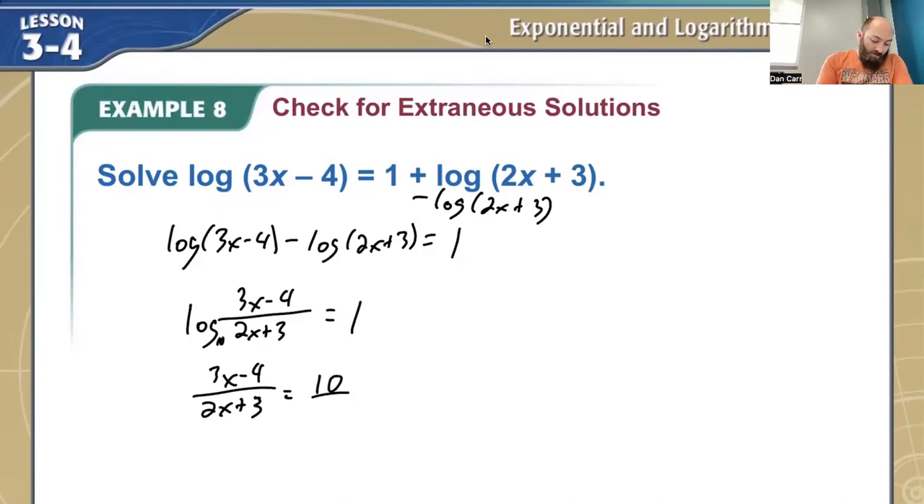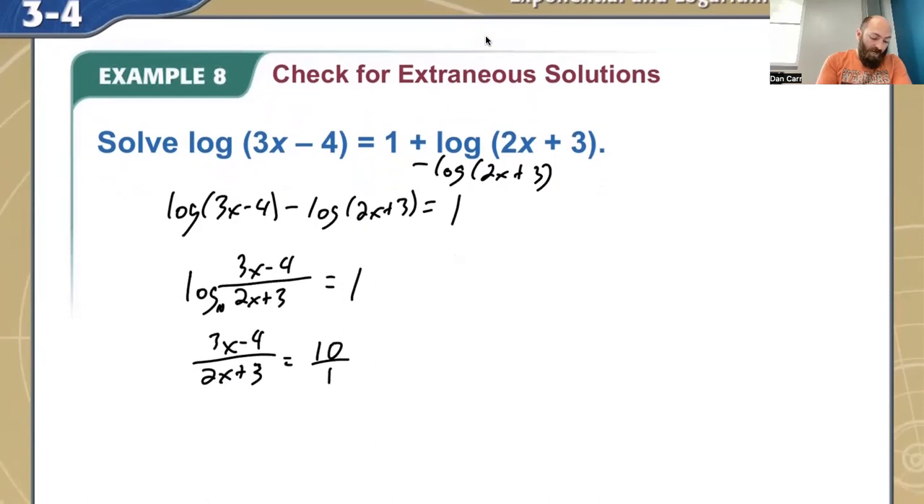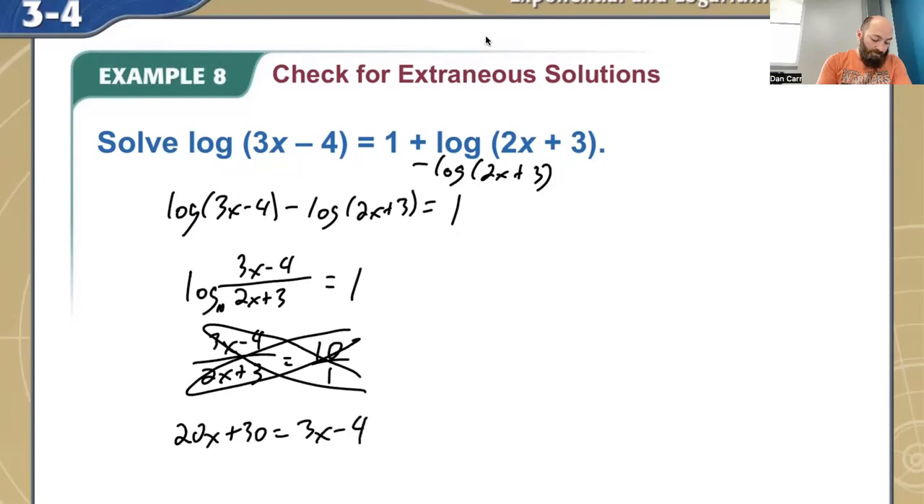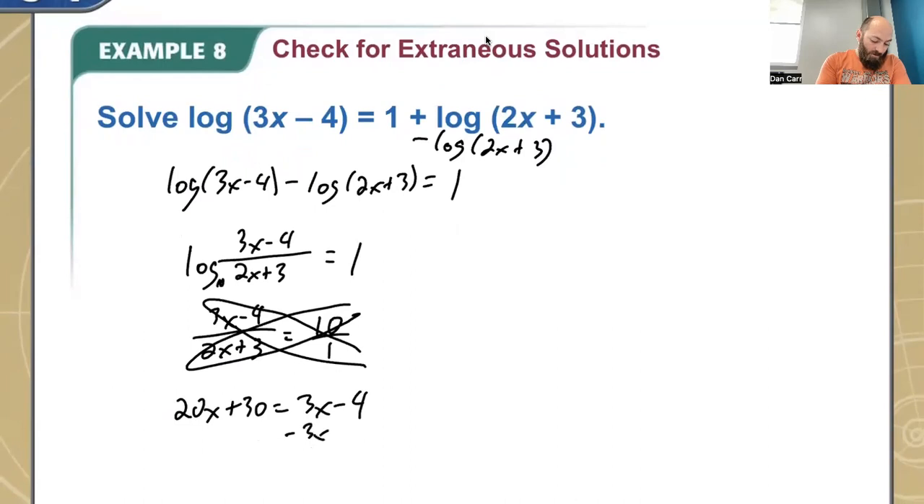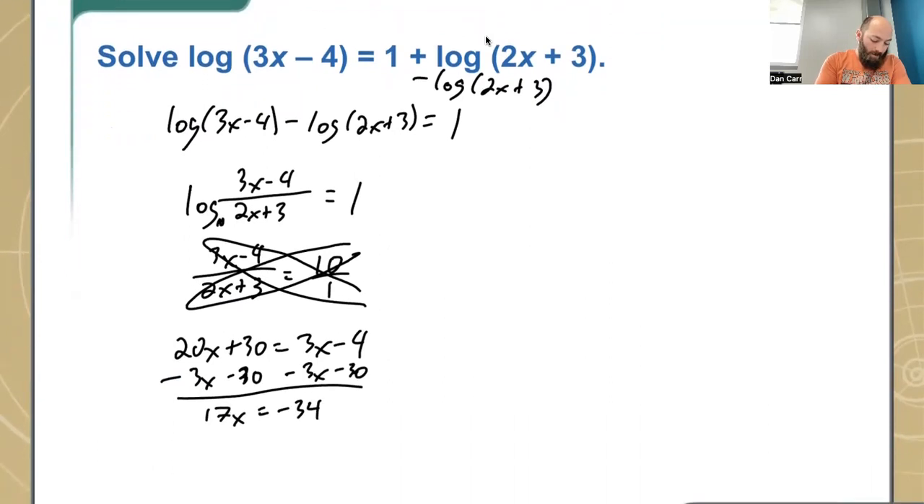From there, I can just do cross multiplication. We're just solving a quick rational equation here. So I got 10 times 2x is 20x plus 30 equals 3x minus 4. Then we subtract 3x over and subtract 30 over. So we get 17x is equal to negative 34, and we divide by 17. So I get negative 2.